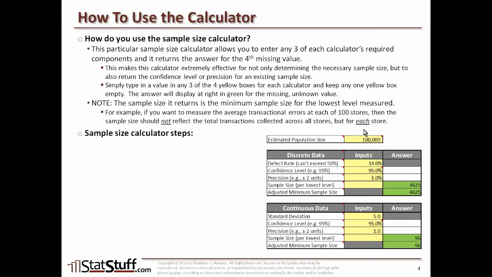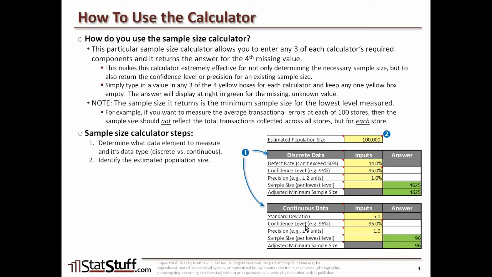So the basic steps you might follow for using this particular calculator is, first, determine what data element it is that you're measuring and the data type. If you know your data type is discrete, then you're going to use the discrete calculator. But if it's continuous, then you're going to use the continuous calculator. Next, you want to identify the estimated population size. You're going to plug that in up there once you know that.